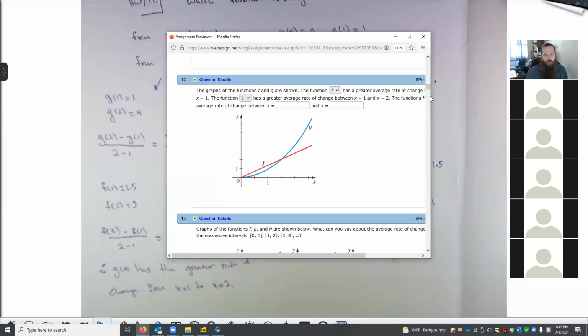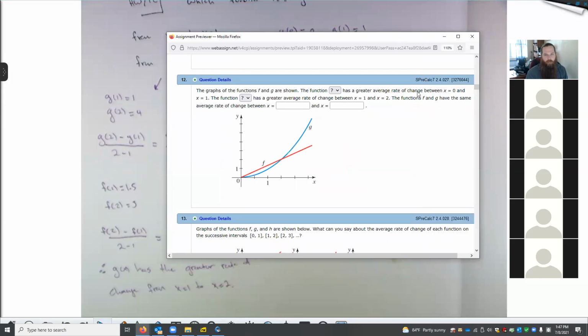Finally, they ask us for an interval along which these functions have the same rate of change. Any guesses as to that? 0 and 1.5. Excellent, Bianca.